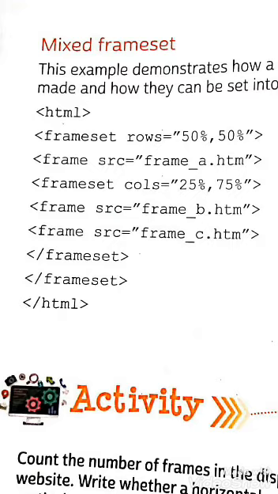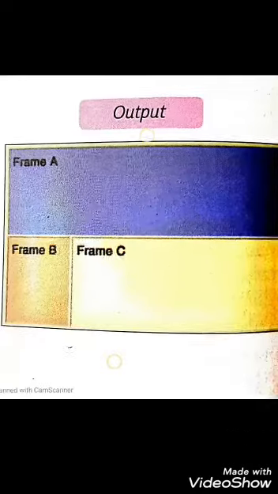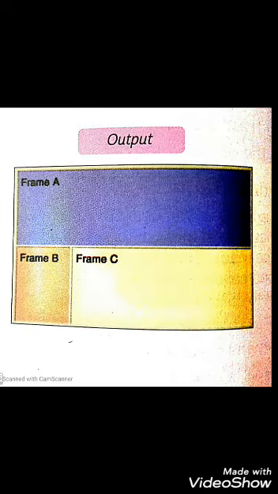As we have two columns, that's why we are writing frame underscore b dot htm, then frame underscore c dot htm. Then close the frameset, then close the frameset for rows as well as for columns, then close the html. This is how the output you will get. This is known as your mixed frameset. And what is a frameset? It defines how to divide the window into frames.